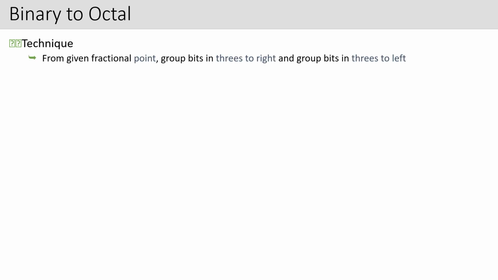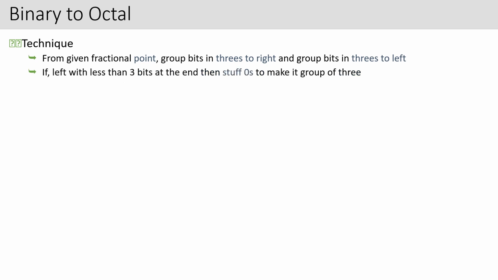Then comes, how will you convert a binary to an octal number? The technique says, from the given fractional point, group bits into 3 to the right and group bits into 3 to the left. If you are left with less than 3 bits at the end, then stuff 0s to make it a group of 3. Now I'll explain what this means. Convert each group to an octal digit. For example, take this one: 1011010.111 in binary. You want to convert it into octal.